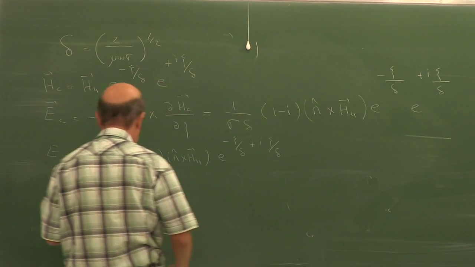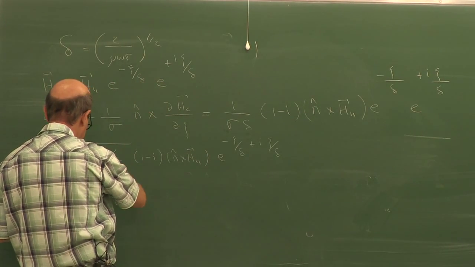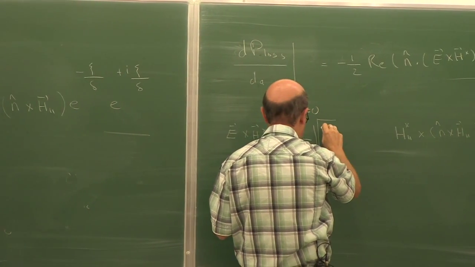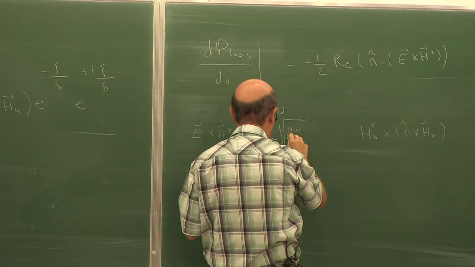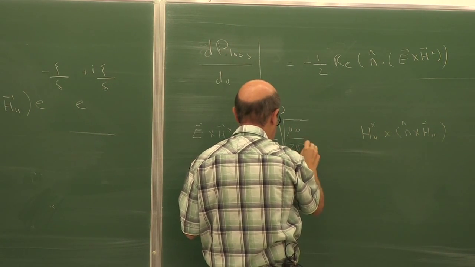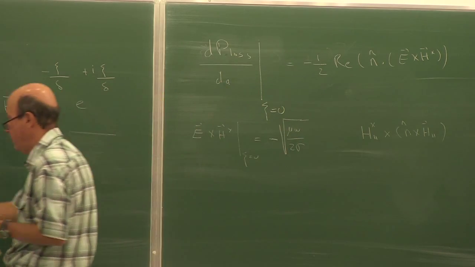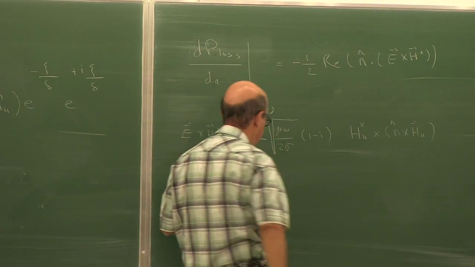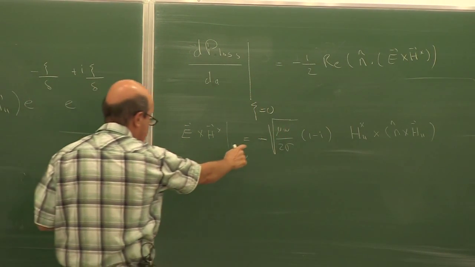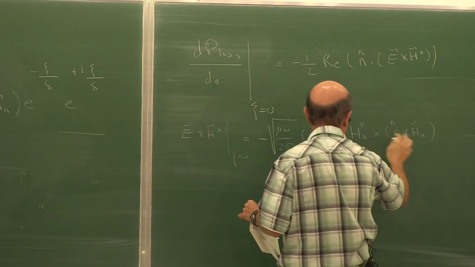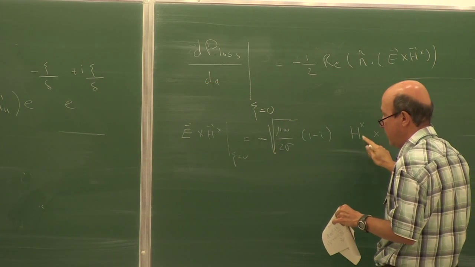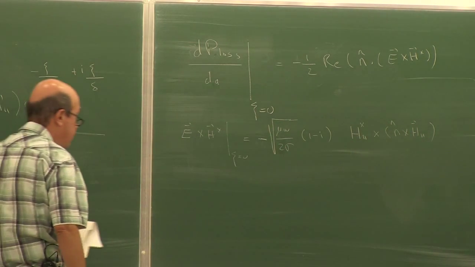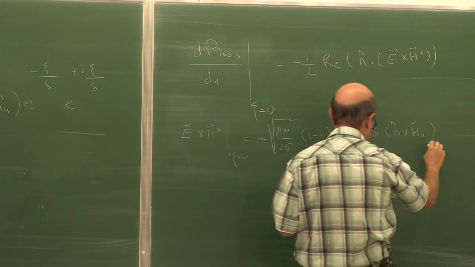And what is that coefficient? Here I have the coefficient: square root of mu frequency over 2 conductivity, and I have a complex number there, 1 minus i. This minus sign is because I switched the order of the cross product; writing H cross E, I get the positive result. So what is this?